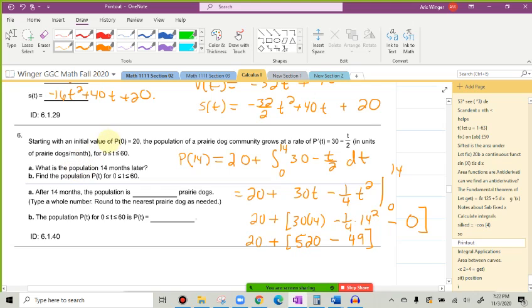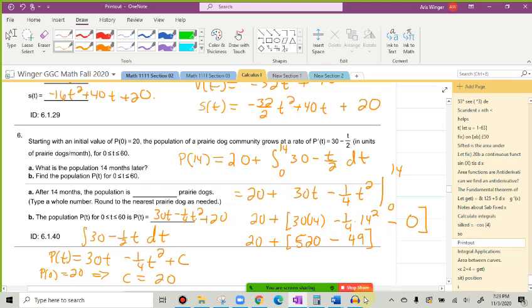The population P of t for 0 less than or equal to t less than or equal to 60 is, so we'll just calculate what it is. We need the integral of 30 minus 1/2 t dt, which is 30t minus 1/4 t squared plus a constant. We know that at 0 it's supposed to be 20. And so if this is P of t, P of 0 is 20, means that C is 20. 30t minus 1/4 t squared plus 20. Just finding the antiderivative and plugging in the constant.